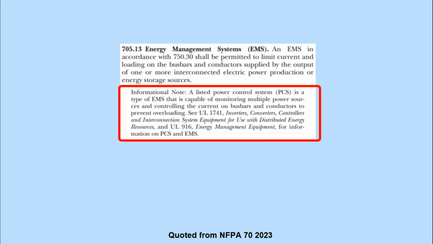Informational note. A listed power control system, PCS, is a type of EMS that is capable of monitoring multiple power sources and controlling the current on busbars and conductors to prevent overloading. PCS is Power Control System. See UL 1741, Inverters, Converters, Controllers, and Interconnection System Equipment for use with Distributed Energy Resources, and UL 916, Energy Management Equipment, for information on PCS and EMS.